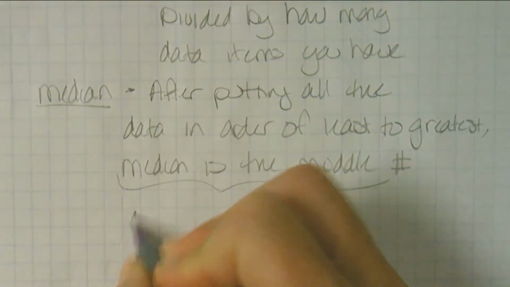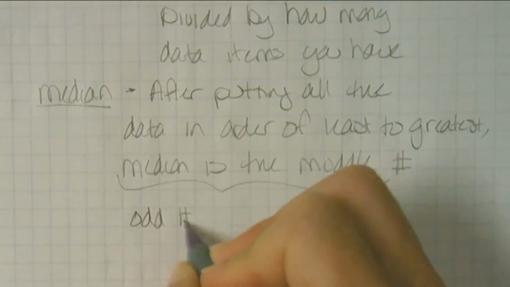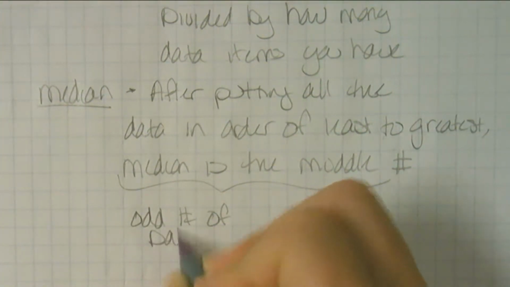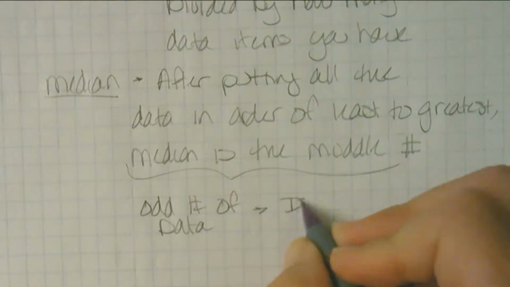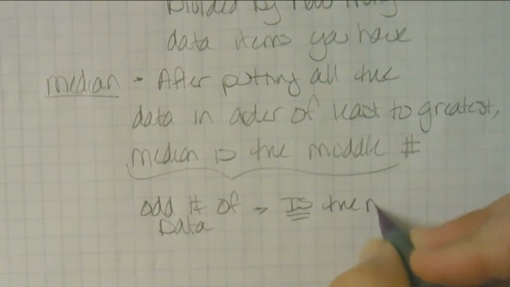So when we have an odd number of data, it is the middle number.